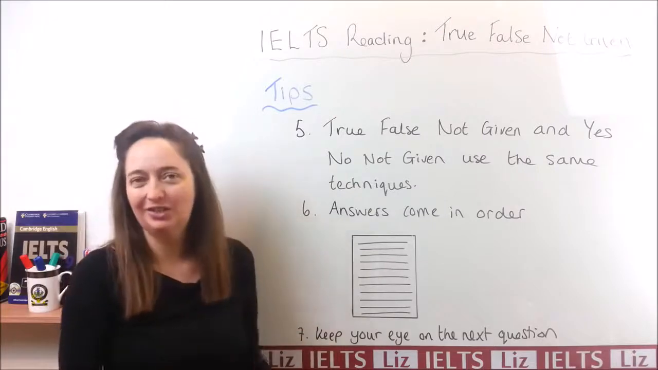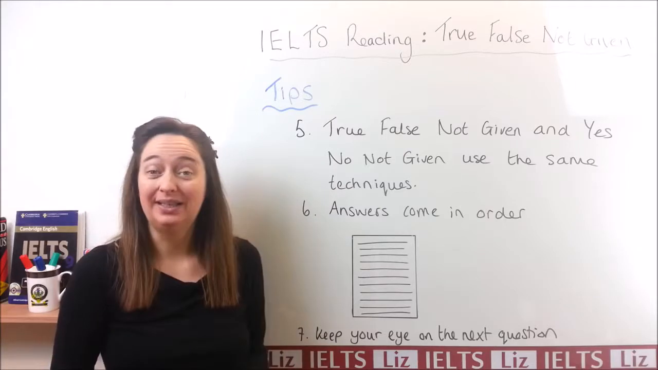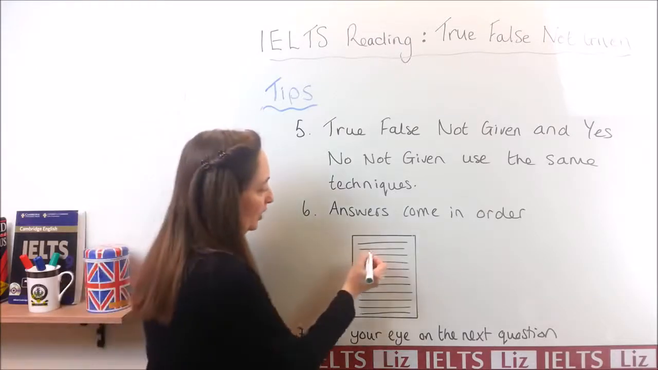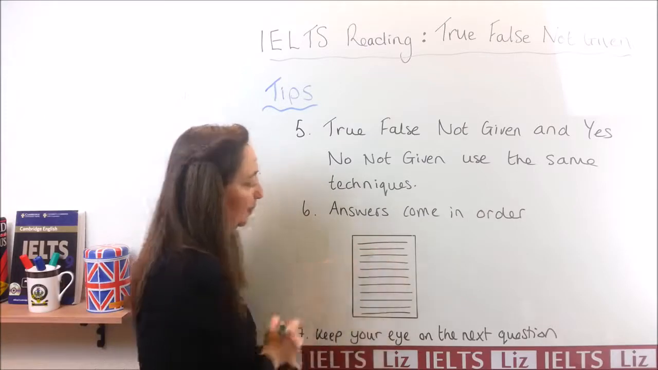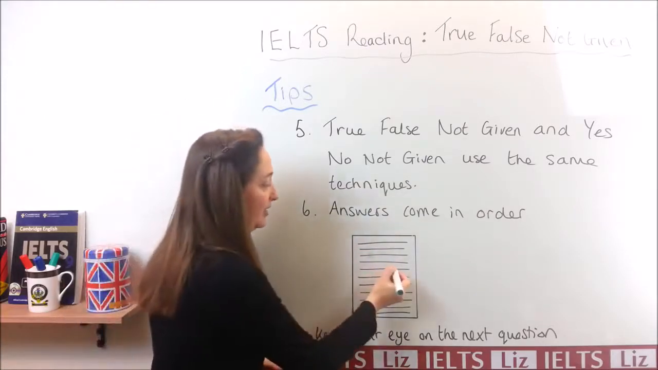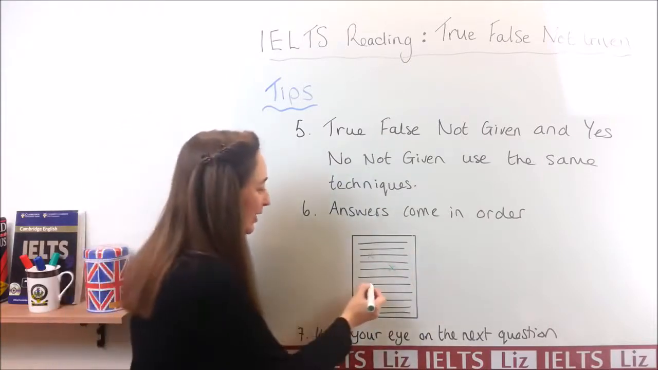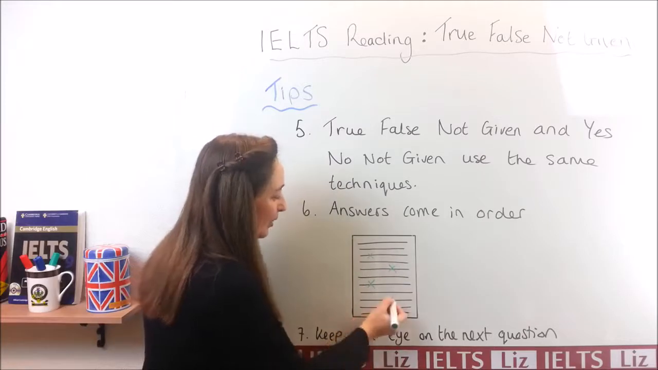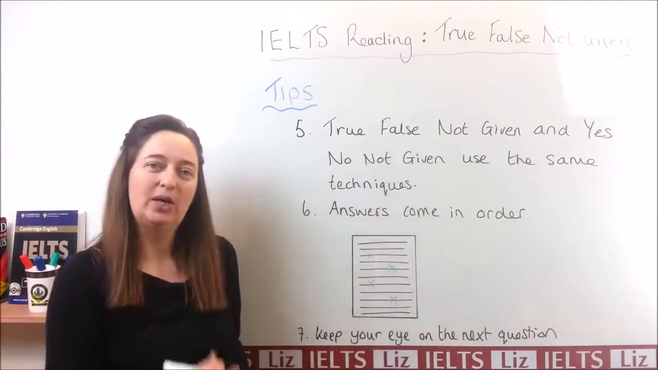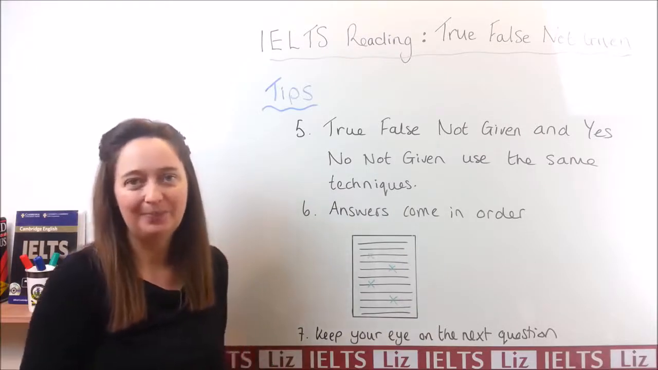Number 6, the answers come in order. This is such an important tip. What does it mean? Well, it means that the answer to question number 1 will come here, for example, and the answer to question number 2 will follow that. It's in order. And the answer to question number 3 will come after that, and question 4 will come after that. So each question follows the order of information in the passage.